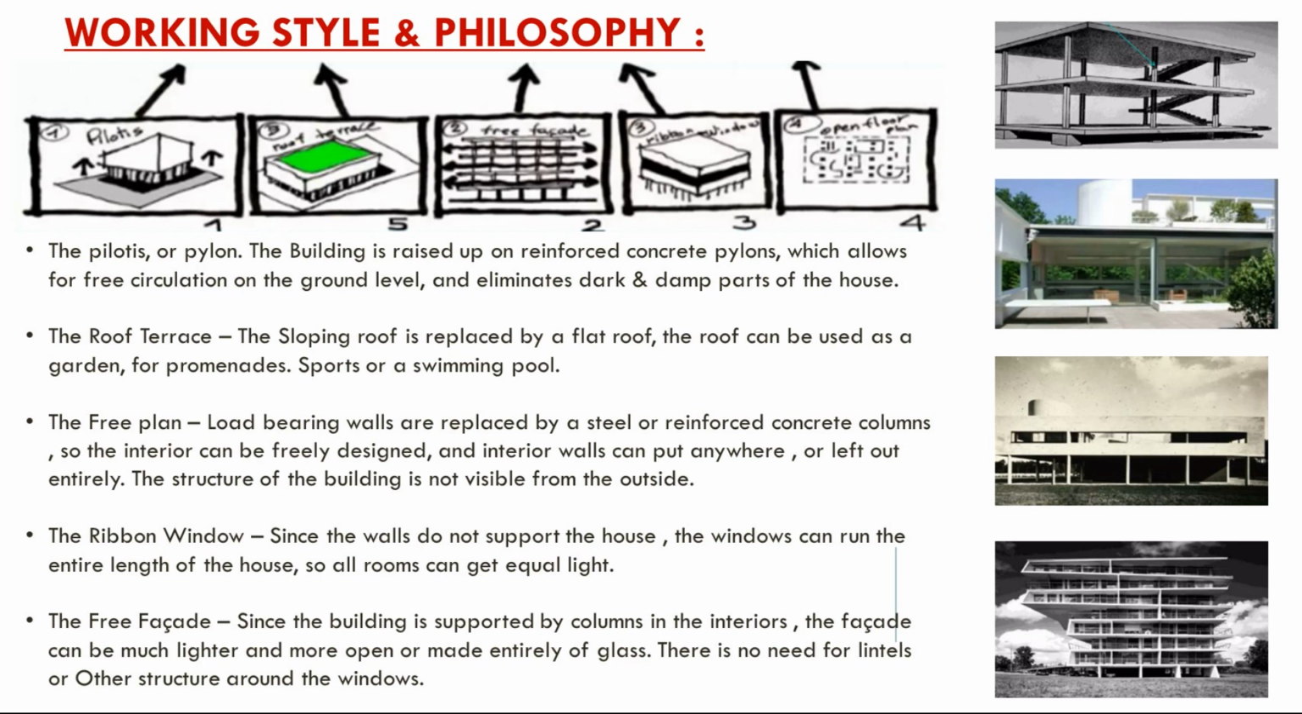The ribbon window. Since the walls do not support the house, the windows can run the entire length of the house, so all rooms can get equal light. The free facade. Since the building is supported by columns in the interiors, the facade can be much lighter and much more open or made entirely of glass. There is no need for lintels or other structure around the windows.